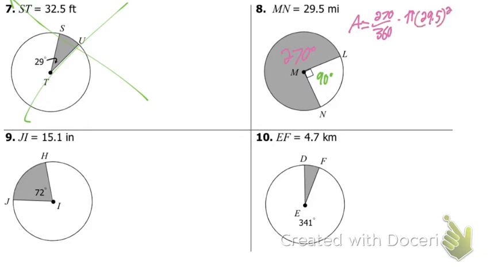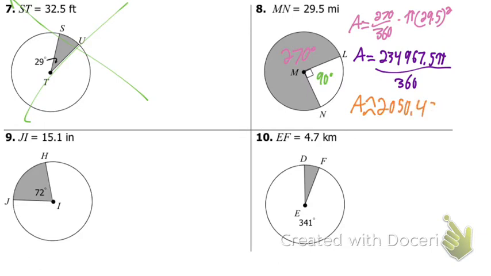Now, if you really wanted to, you could simplify 270 over 360 to 3 over 4, which would just make your number smaller. But since we're using a calculator, it might not matter to you. If we don't simplify, and we just multiply through, we get 234,967.5 pi divided by 360, which approximates to 2,050.48 square miles.